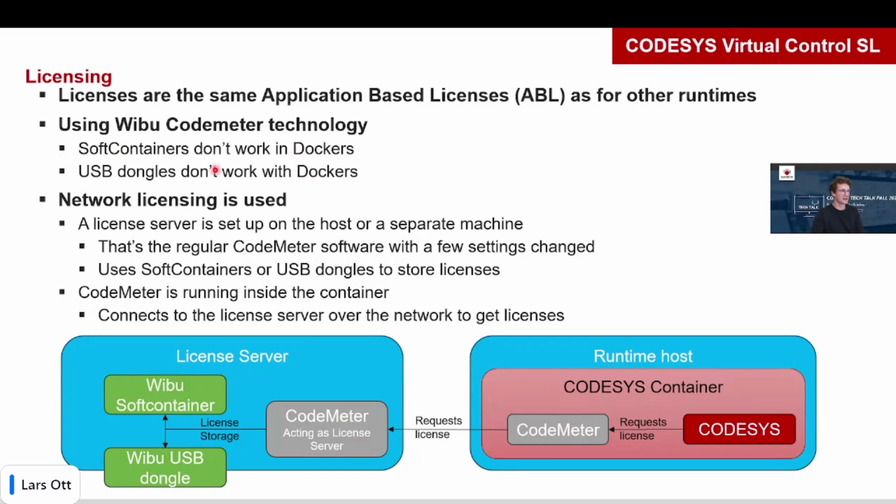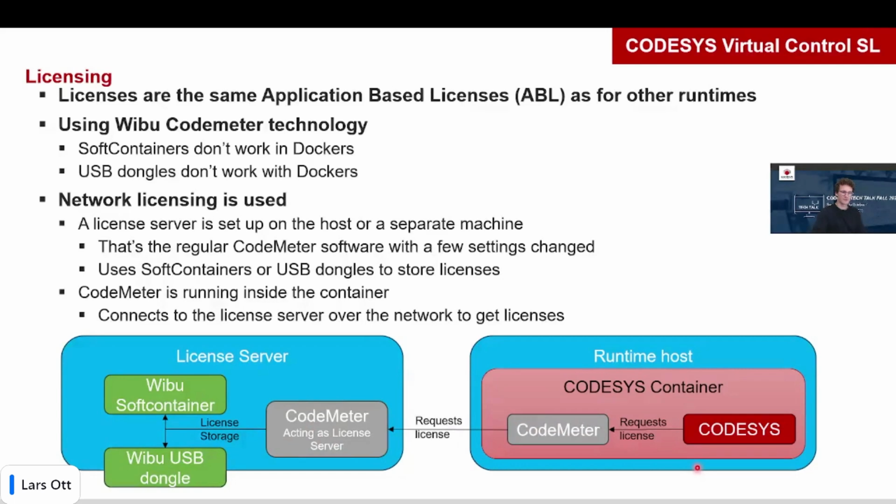So the solution is network licensing. We're going to have a network license server that runs on a different machine, and then it connects to our container over the network. On the license server, we also run CodeMeter. It's the exact same software that we've always used, just with 2 or 3 different settings. And this instance then talks to another instance of CodeMeter that runs inside the container.